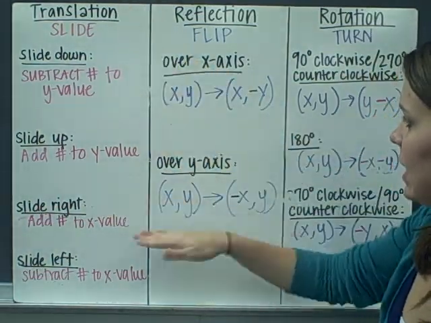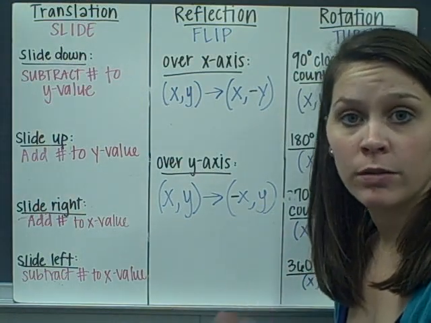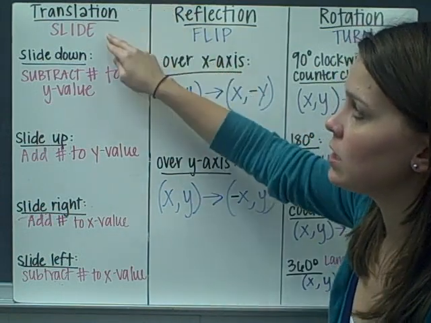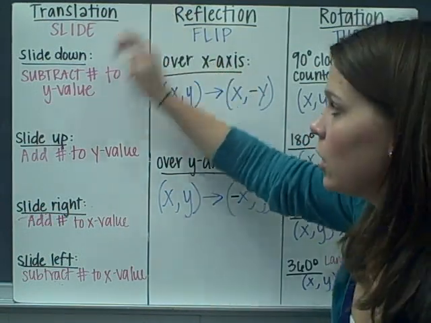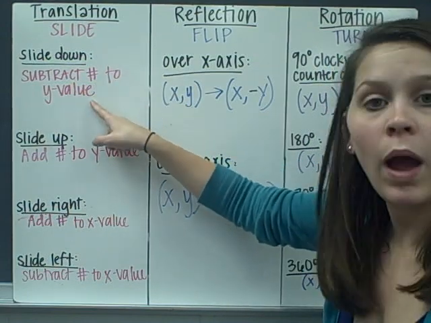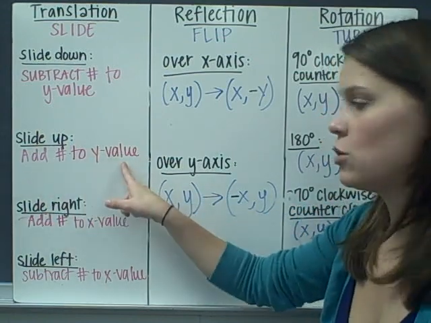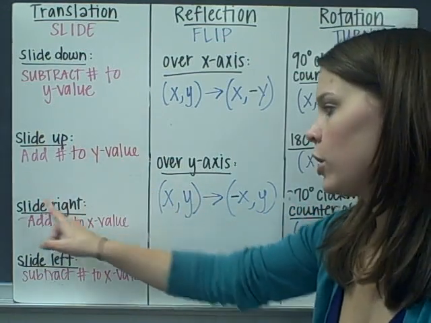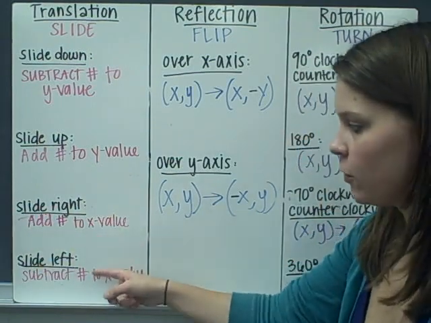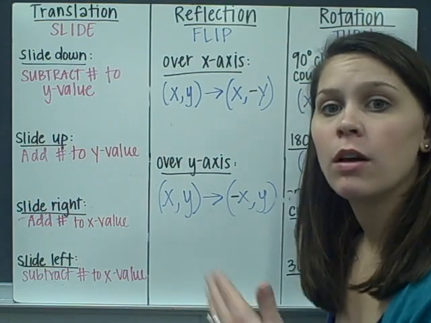Here's a very easy organizer to tell you what to do for every type of transformation. So if we are doing translations, that means we are sliding the figure. So if you want to slide it down, you subtract the number of units from your y value. If you want to slide it up, you add that many units to your y value. If you want to go to the right, you're going to add that number to the x value. If you want to go to the left, you subtract that many units from the x value.